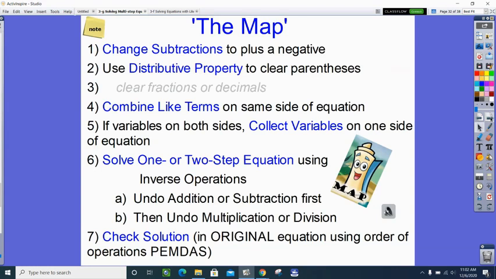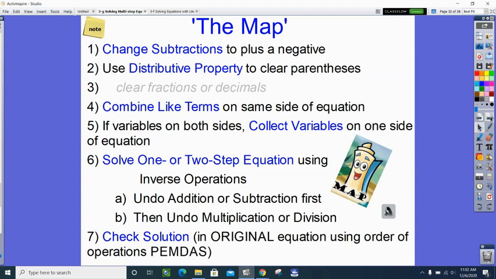So I'm going to start off with this map that I've mentioned before. Sometimes where students have trouble is knowing what to do when. So if you sort of follow this order, you can't go wrong. It's not the only way you can solve an equation, but it always works.